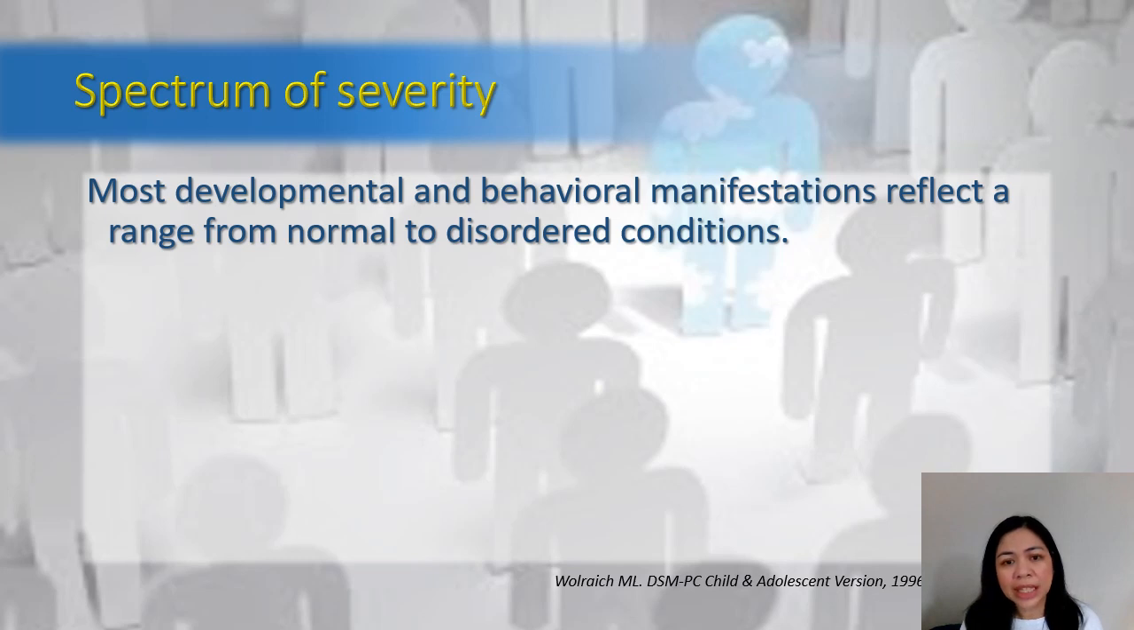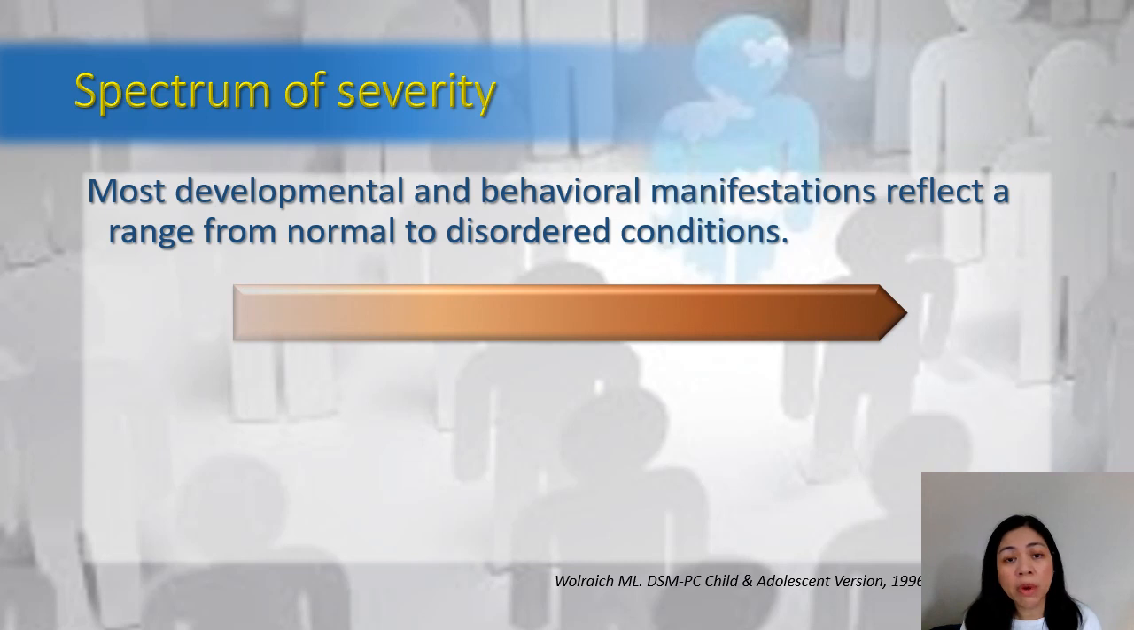In developmental and behavioral pediatrics, we talk about a spectrum of severity. Most developmental and behavioral manifestations reflect a range from normal to disordered conditions. On one end of this spectrum, or range of severity, is the normal variation. On the other end is the disorder, and in between these two is what is called a problem. Let's define each one of these.